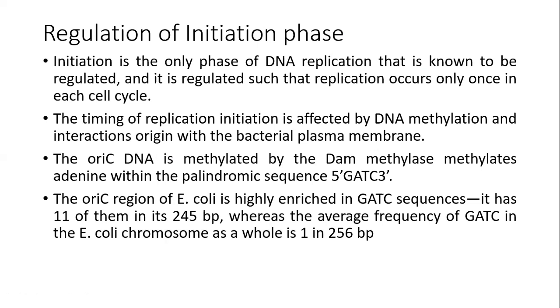The oriC or origin of replication is methylated by the Dam methylase activity, in which the adenine residue is specifically methylated within the GATC sequence. There are about 11 such GATC sequences present within the 245 base pair region of origin, and in the rest of the chromosome, about one GATC sequence is present in about 256 base pairs.